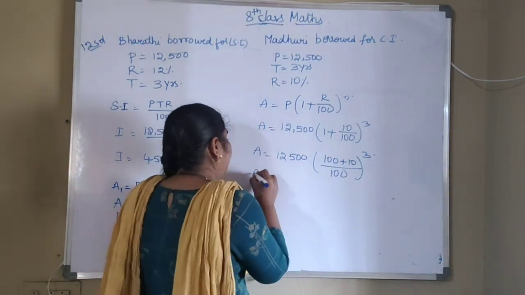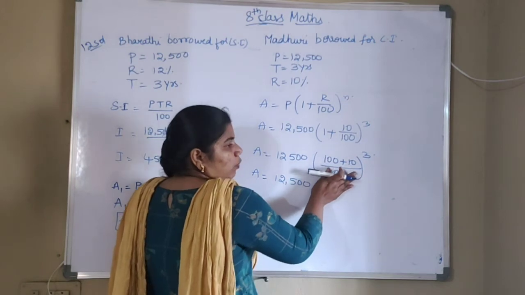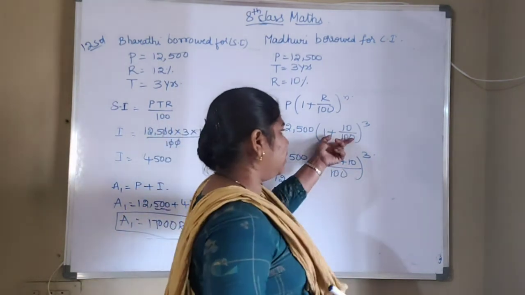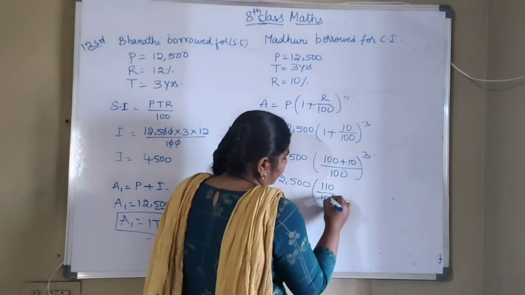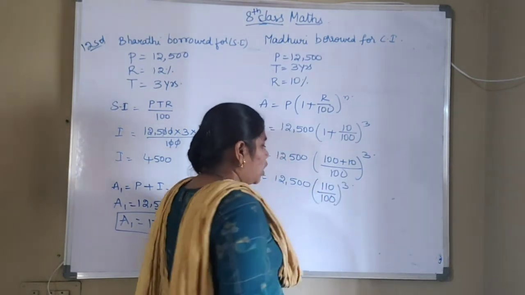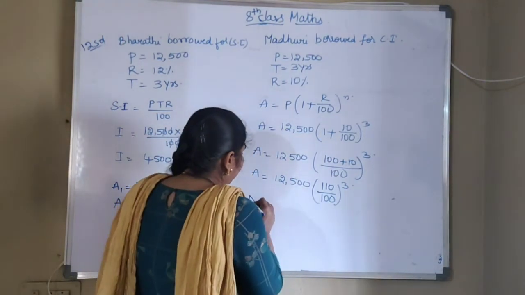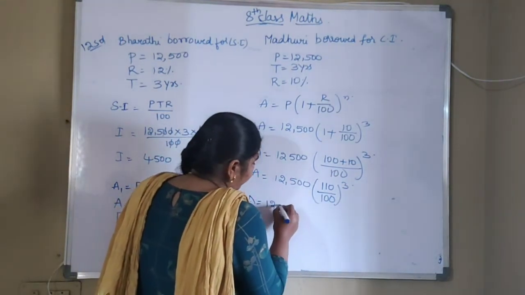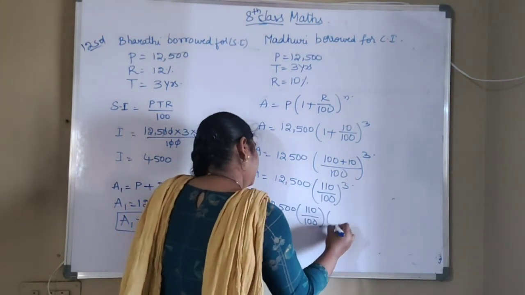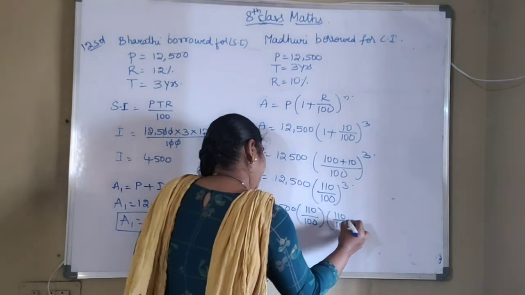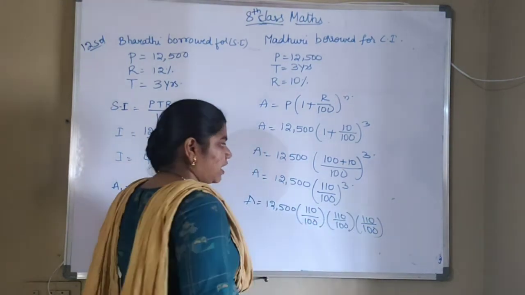Now amount is equal to 12,500. I think you have understood how I did this. I have taken the LCM here. So it will be 110 by 100 to the power of 3. How many times do we have to multiply this value? 3 times. Amount is equal to 12,500 into 110 by 100, 110 by 100, 110 by 100. 3 times I have multiplied.